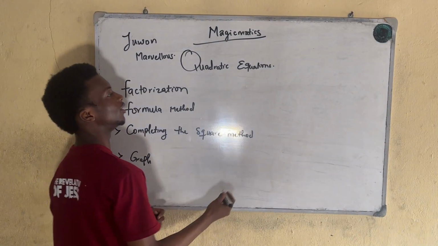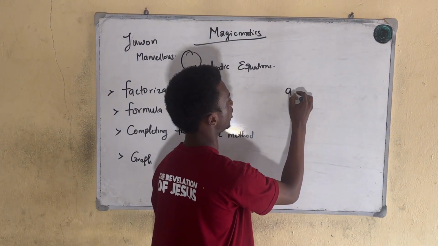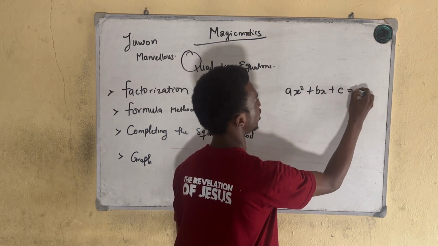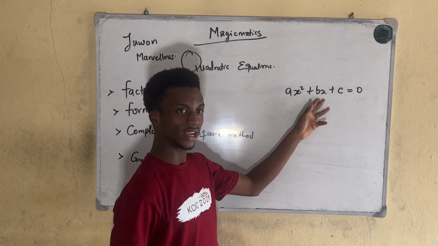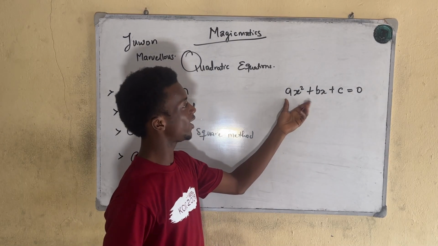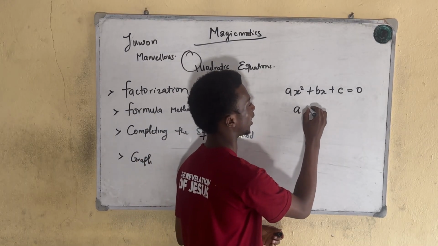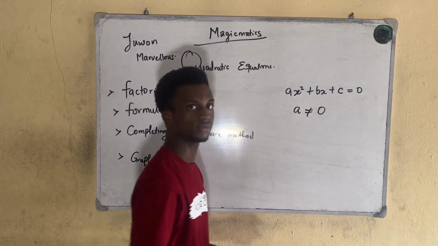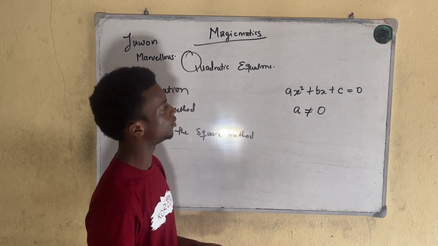Quadratic equation. Now, how do you denote a quadratic equation? ax squared plus bx plus c equals 0, where a, b, and c are what? Integers, and a cannot be 0.